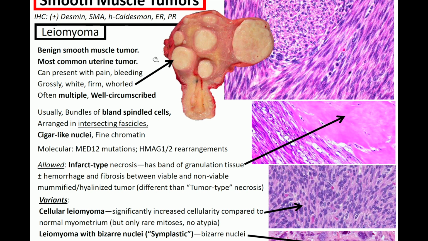Microscopically, there are usually bundles of bland spindle cells arranged in intersecting fascicles. You can see cigar-like nuclei with fine chromatin, and molecularly, a leiomyoma is going to have a MED12 mutation or HMGA1 or 2 rearrangement.